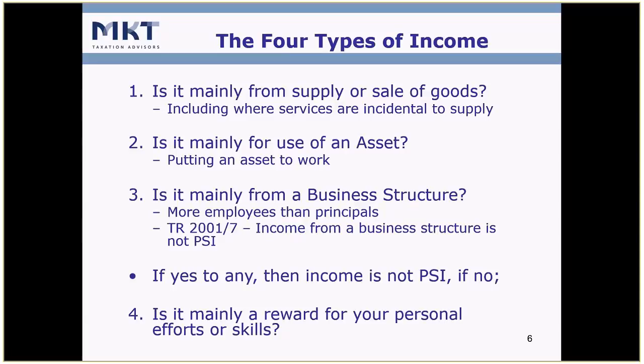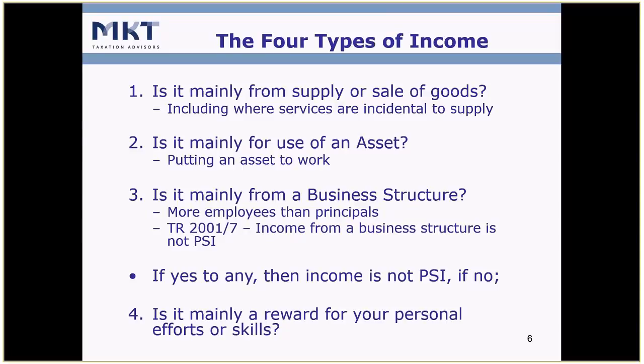So a business structure deals with individuals, employees, and assets other than the principals. So an accounting firm, like my accounting firm, there are more employees than principals. There's goodwill in relation to the name, there's assets and odds and sods. So that would be accepted as a business structure that's generating the income. The employees and the assets are generating more than half of the income, not the principals. Therefore, that's not PSI.